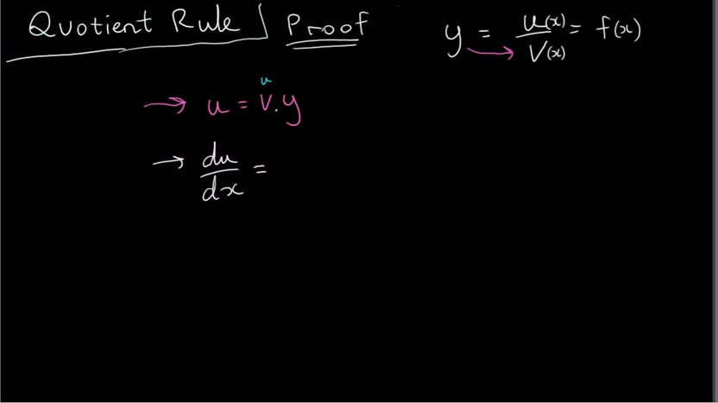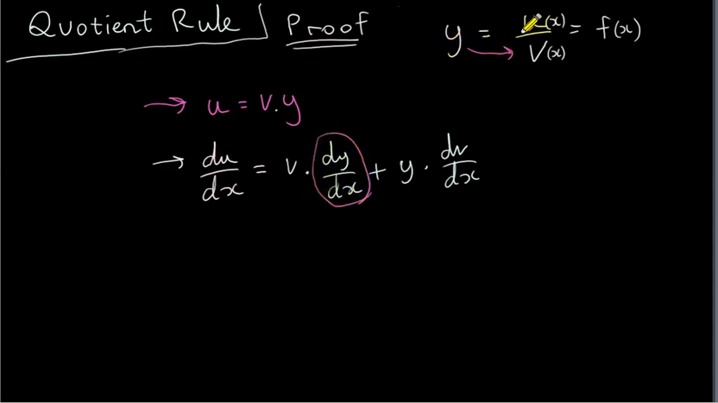So in words, we take the first function, which is v, times the derivative of the second function. So we differentiate y with respect to x. Then we take the second function, which is y, times the derivative of the first function with respect to x. That's dv dx. Now what we're looking for is dy dx. That's the derivative of this quotient. So we have to isolate dy dx. So we bring y times dv dx over.